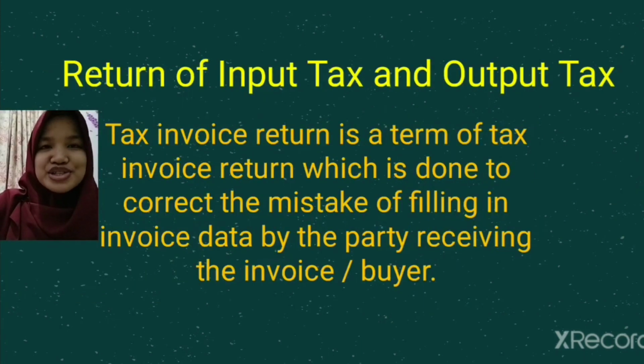The last of our discussion is return of input tax and output tax. Tax invoice return is a term for returning a tax invoice, which is done to correct the mistake of filling in invoice data by the party receiving the invoice, or the buyer. So this is the return because of the mistake. Let me show the example.